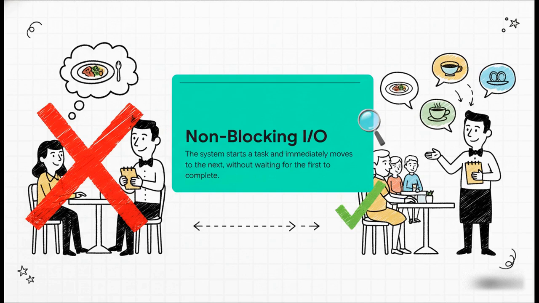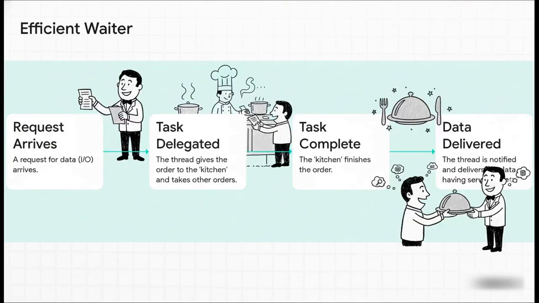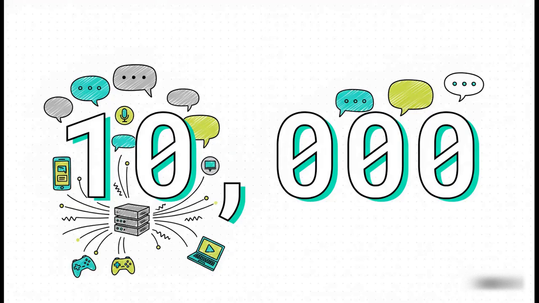Well, Node.js is different. Node.js is our super efficient waiter. So a request comes in, say, to grab some data from the database. Our waiter, the single thread, takes the order, hands it to the kitchen, and then, this is the key, immediately turns around to take the next customer's order, and the next, and the next. Then, when the kitchen shouts order up, our waiter gets a little tap on the shoulder, grabs the food, and delivers it, all while having served a ton of other people in the meantime. It's genius.